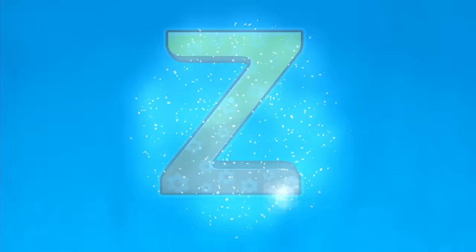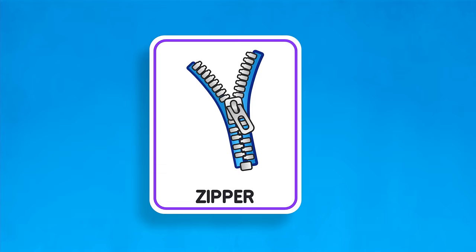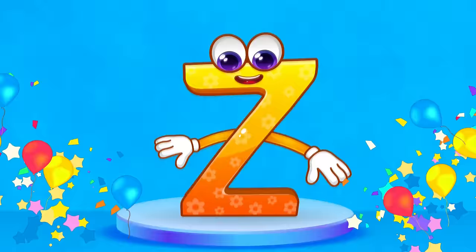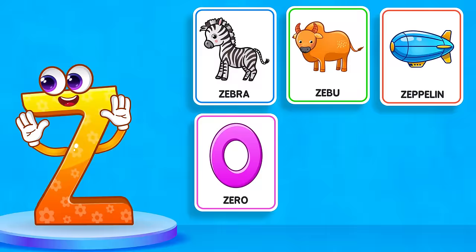Zebra. Zebu. Zeppelin. Zero. Zipper. Zoo. This is Z. Z is for zebra. Zebu. Zeppelin. Zero. Zipper. Zoo.